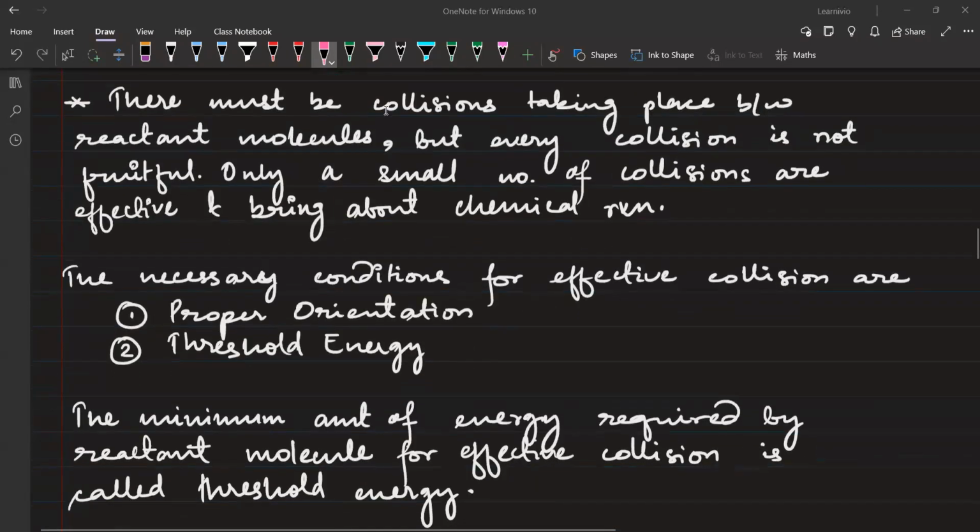So what is threshold energy? That's the minimum amount of energy required by the reactant molecules for effective collision. It is known as threshold energy. All these definitions are also important. You can be asked directly.